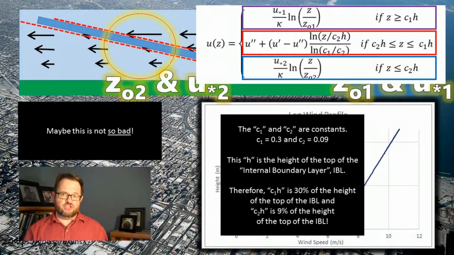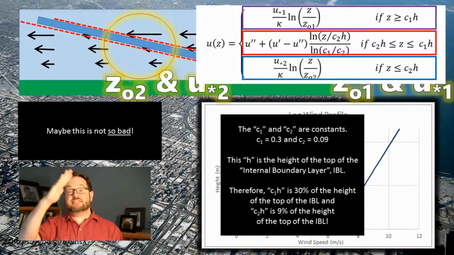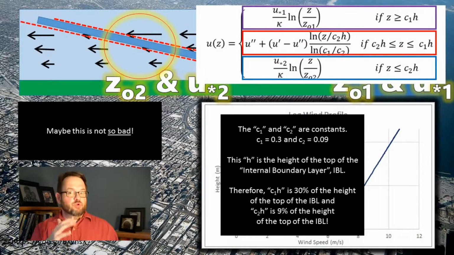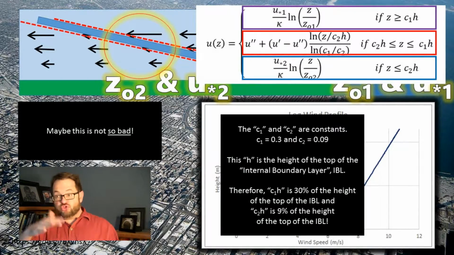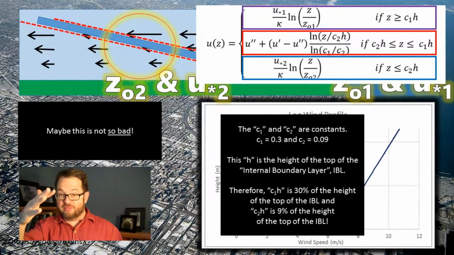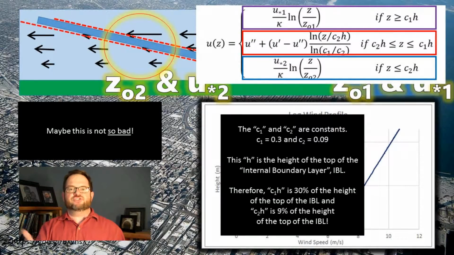h is going to be the symbol that we're going to use for the height of the top of the internal boundary layer, or IBL. Now, we have not yet said what an internal boundary layer is. We're going to come back and talk about that in a little bit, but it's going to be part of our boundary layer. And it's going to extend from the surface to some height, and that height will be h. So, C1 is 0.3 times h, or 30% as high as the top of the internal boundary layer, and C2 is 0.09 times that height, or 9% of the height of the top of the internal boundary layer.